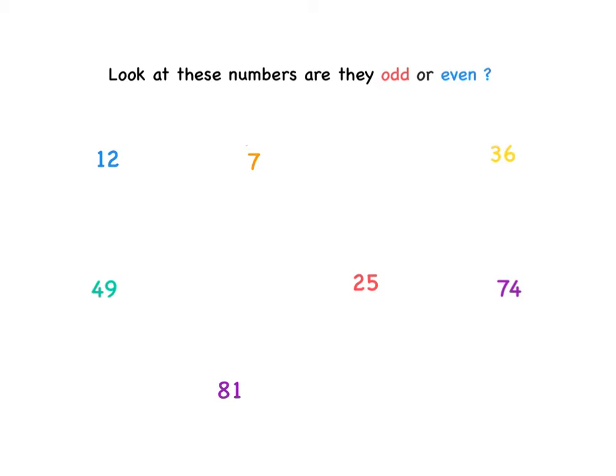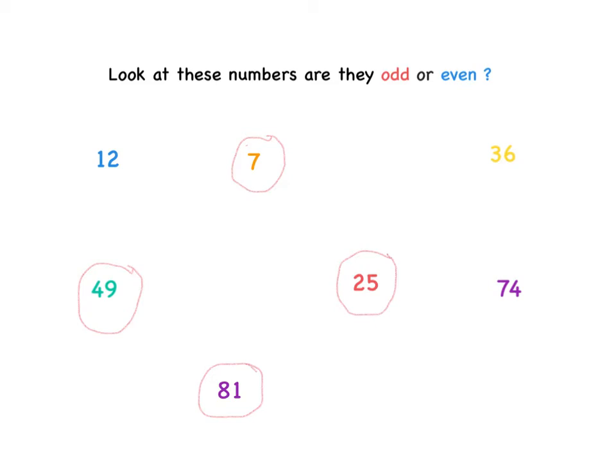Okay, let's check. First of all, we'll find the odd numbers. Number 7 is an odd number. Number 25 is an odd number because it ends in a 5. Number 81 is an odd number because it ends in a 1. Number 49 is an odd number because it ends in a 9. So the other numbers that we've got left must be the even numbers.